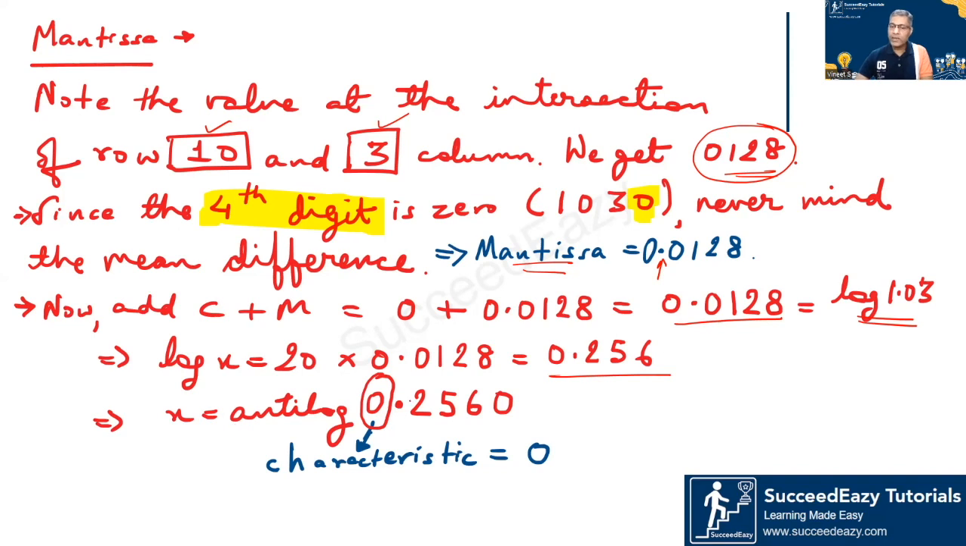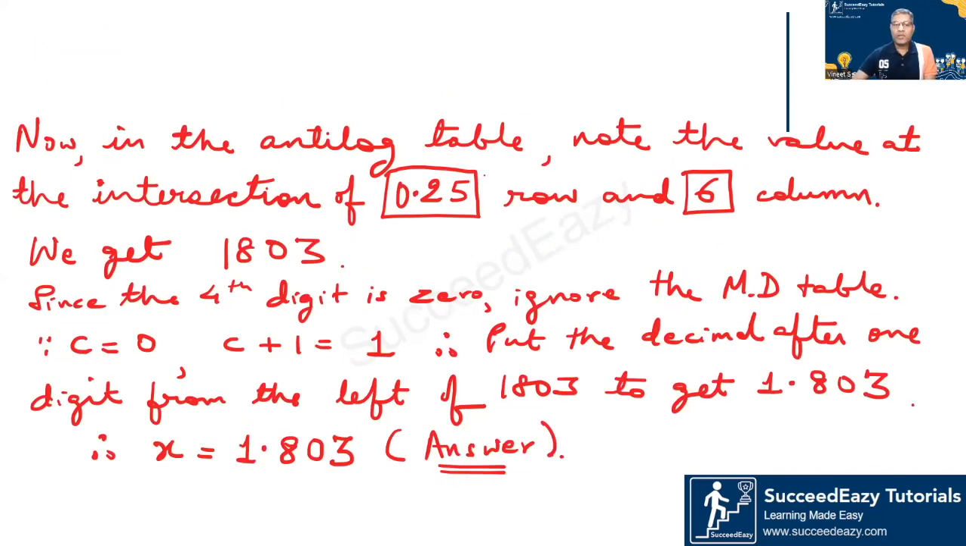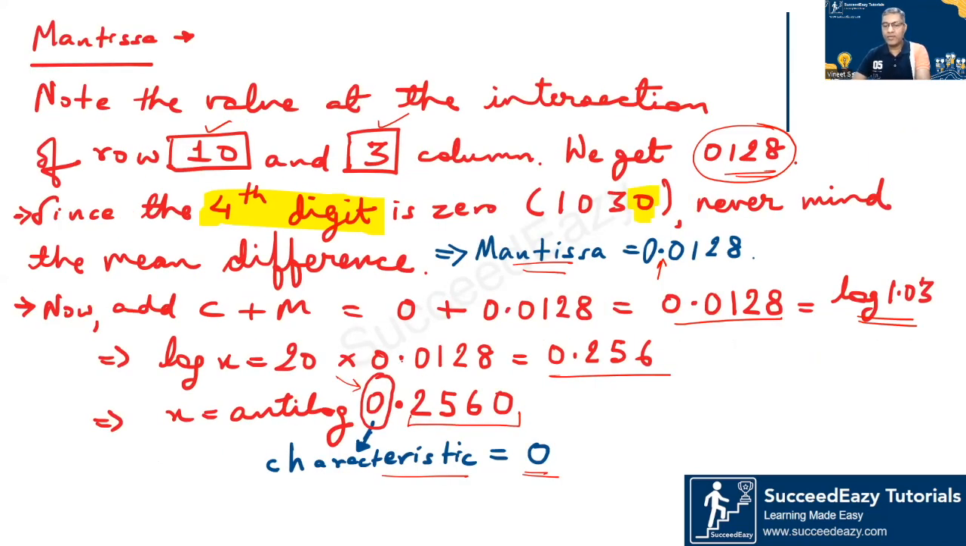So x is equal to the anti-log of 0.256. Again, I have put a 0 over here because we are working with 4 decimal digits. So the fractional part is 0.2560 and the whole part is 0. The integral part of the anti-log gives us the characteristic, which in this case is 0. Now, in the anti-log table, note the value at the intersection of the first two digits, that is 0.25, and the third digit, that is 6.